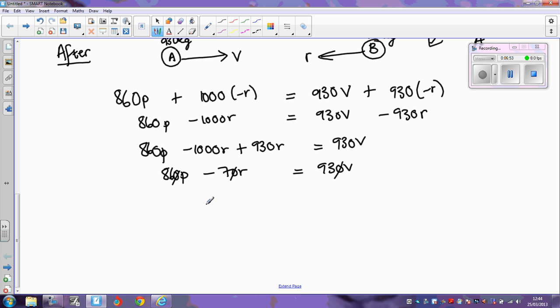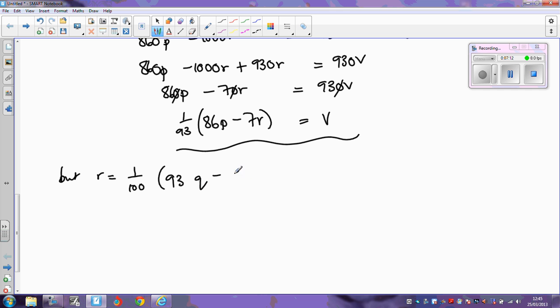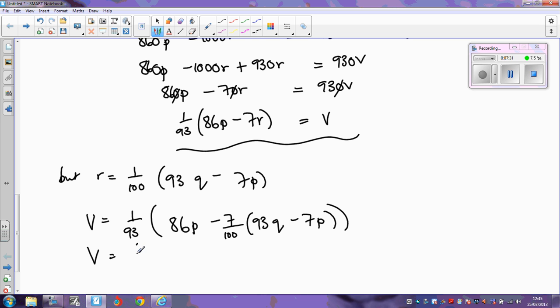Dividing through by 10, we've got that V is going to equal 1/93 of 86p minus 7R. But we know that R is equal to 1/100th of 93q minus 7p, so I'm just going to put the two together now. So my V is 1/93, and then we've got 86p minus 7R. Well, let's write it as minus 7/100th of 93q minus 7p. Okay, so let's carry on. So it's 1/93 into 86p minus, so let's write it as 7 times 93 over 100 q plus 7 times 7 over 100 p.